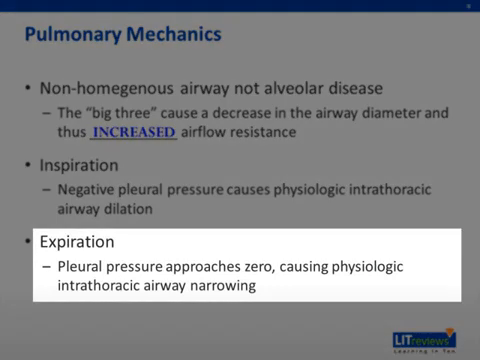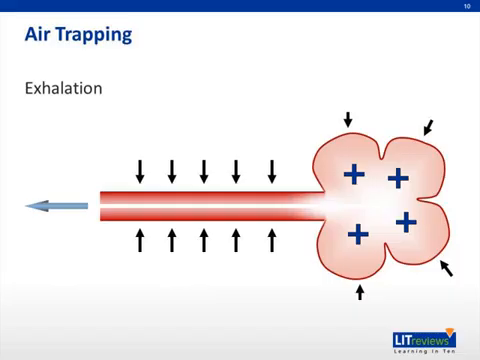But during expiration, the pleural pressures approach zero, causing physiological intrathoracic airway narrowing. This is seen in this schematic, where we see dilation of the alveoli as the air has come in, but because of the inflammation, is unable to get out. This process is known as air trapping.